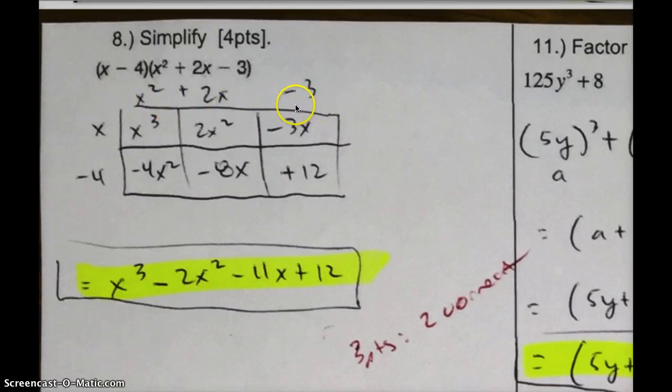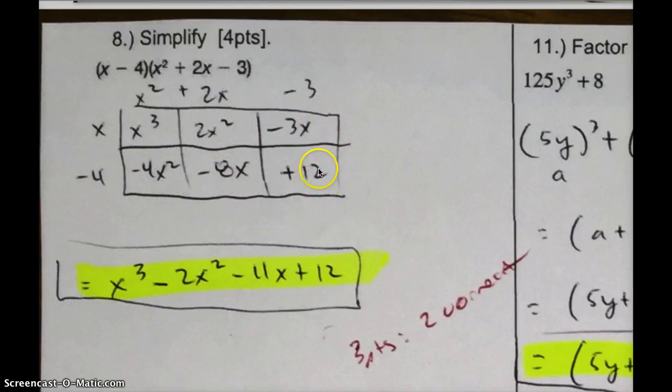And you're doing the same thing we did before. You're going to multiply. X times x squared is x to the third. X times 2x is 2x squared. And x times negative 3 is negative 3x. Negative 4 times x squared is negative 4x squared. Negative 4 times 2x is negative 8x. And negative 4 times negative 3 is a positive 12.